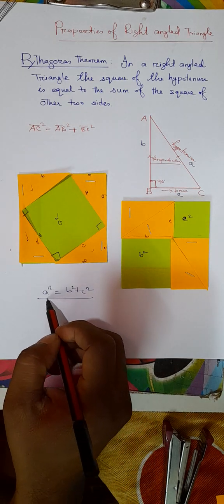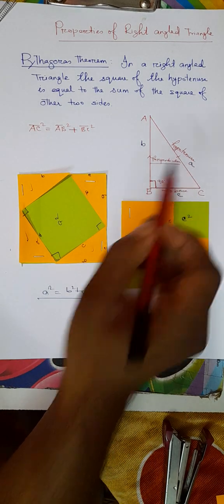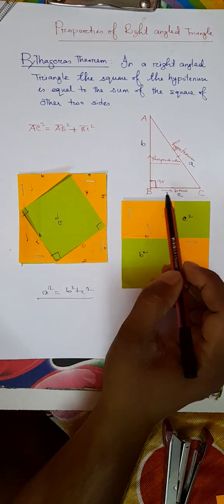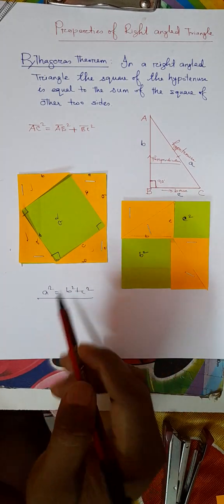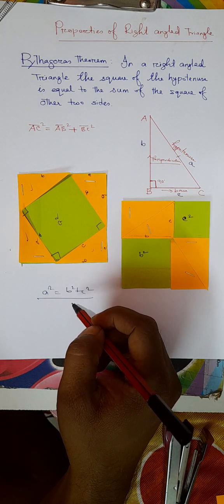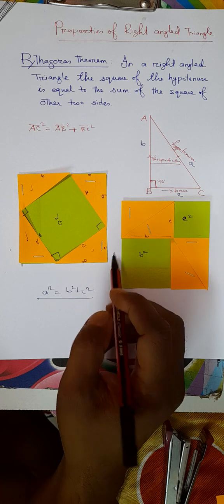Now what is a square? A square means square of the hypotenuse, and b square means square of the perpendicular, and c square means square of the base. So in a right triangle, sum of the square of perpendicular sides equals square of the hypotenuse.